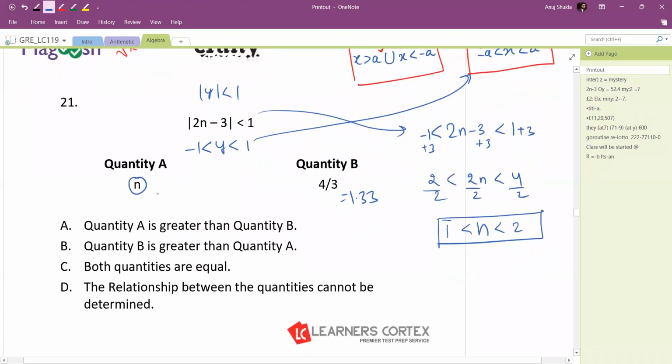Why? Because this value is variable and this value is constant. This value can be 1.2, this value can be 1.7, and this value can be even 1.33. Okay. Any doubt? No, sir. Okay.